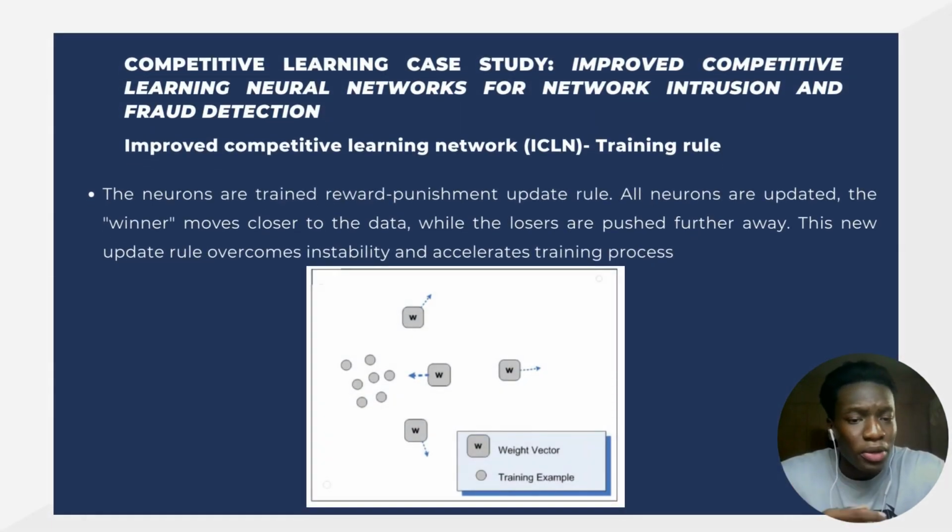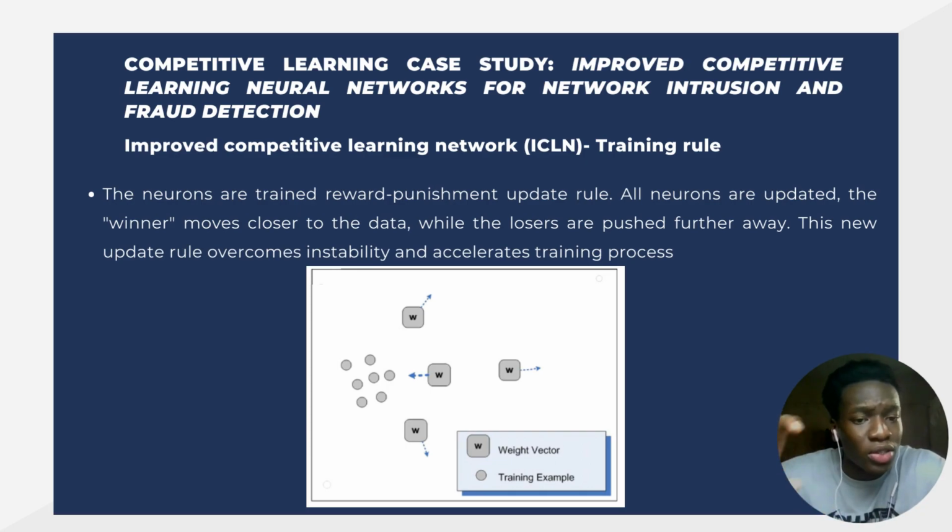Now, for the improved competitive learning network, I mentioned that an additional rule was included, the reward punishment rule. But what does that really mean? What it means is that in a traditional competitive learning network, we have a winner-takes-all rule where only one neuron is affected by the output of the neural network. But now, all the neurons are affected by the output of the neural network. Although we only have one winner, now we have multiple losers.